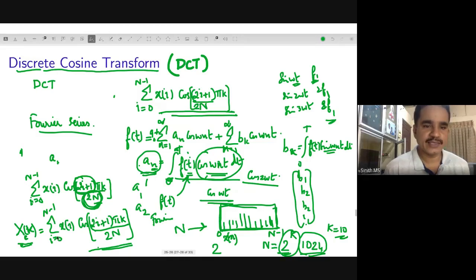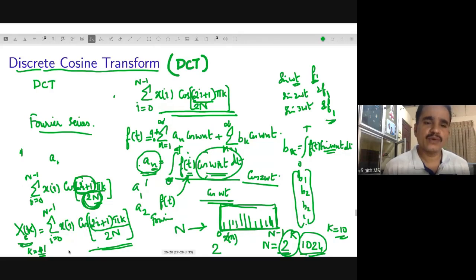But in this case, you can see that i varies here. So if you give a particular value for k, say k equal to 4 or k equal to 1 itself, then you can see that cos((2i plus 1) pi k by 2n) varies as i varies. The frequency also varies. So it's not just a correlation of x i with a cosine term, but the cosine term also has a varying frequency.